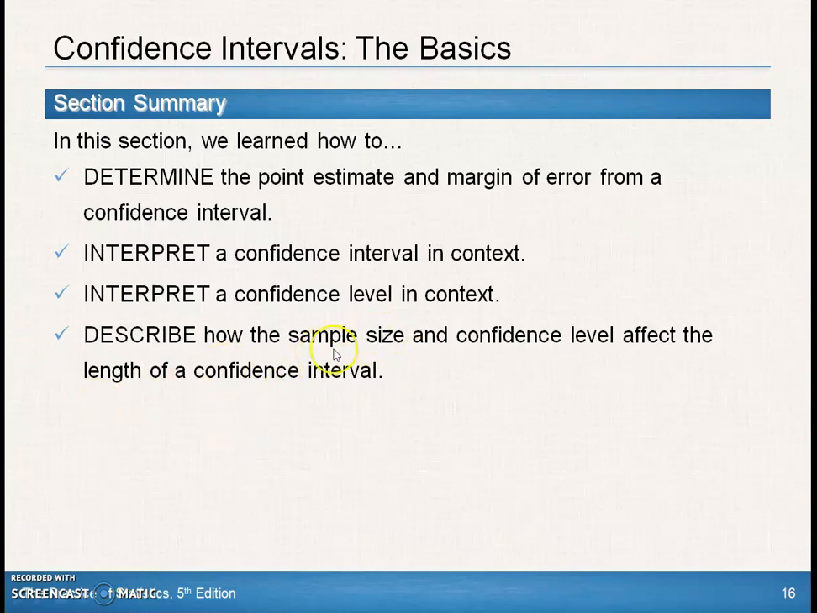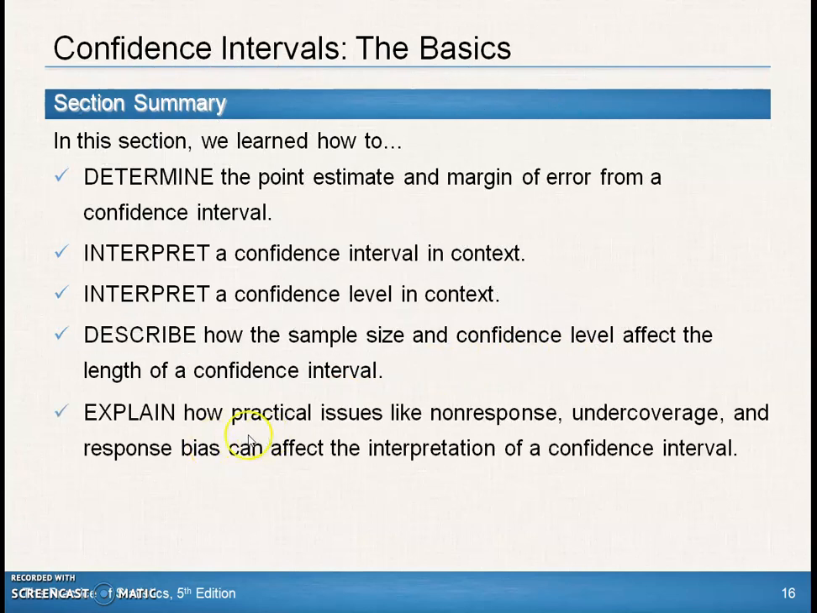If you increase the sample size, you will decrease the standard deviation, sample standard deviation, which will make this smaller width. If you increase the confidence level, you'll increase the critical value, which will make it wider. How can practical issues like non-response, undercoverage, response bias, affect this? Well, if you have something that's biased, it's going to give you bad data, and therefore your interpretation may be bad.